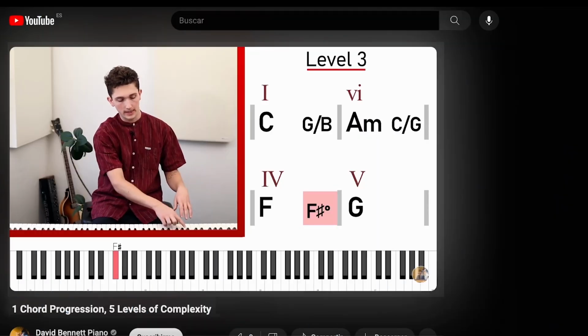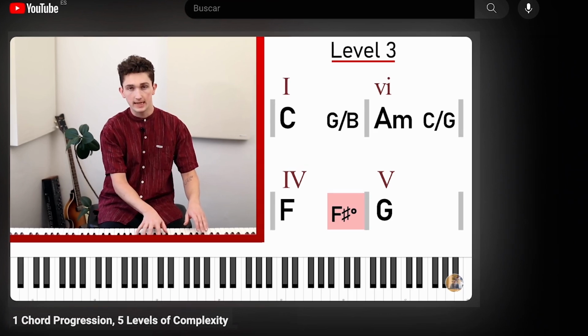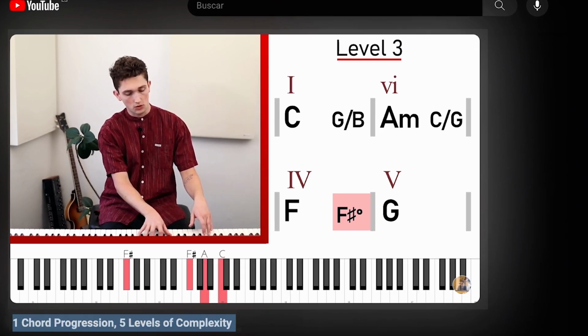This video is part 2 to another video I did on my channel, David Bennett Piano, but it doesn't matter which order you watch the parts in. So let's start at the absolute basic with this chord progression in its most basic form.